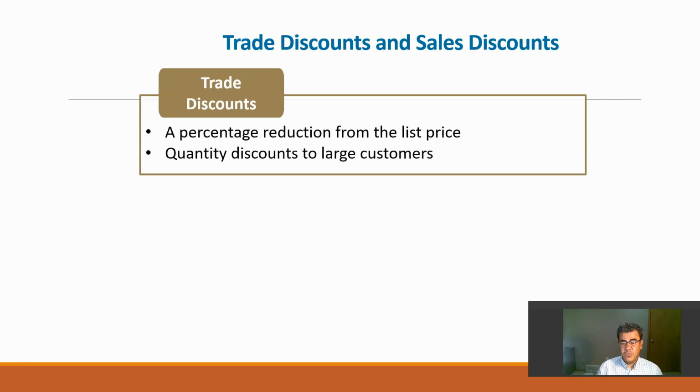Usually, we have no journal entry for trade discount. For instance, I am selling a product, the list price is 100, but my customer is purchasing a lot of units, so I will sell it for 95. My sales revenue will be based on 95 instead of 100. So usually we have no journal entries for trade discount.